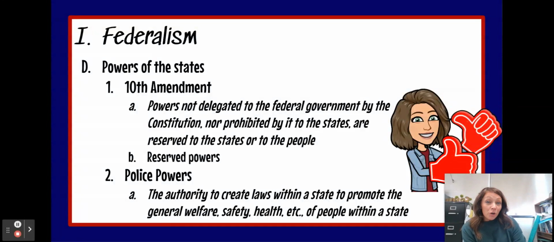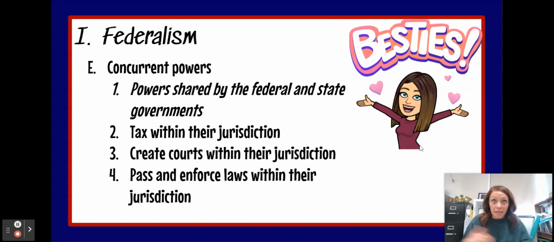States also have what are called police powers. And police powers are kind of like the necessary and proper clause, meaning that states have the authority to create any law within their state that's going to promote the general welfare, safety, health, etc. of the people that live in it. So the states have the responsibility to make laws that are going to help the people in their state.